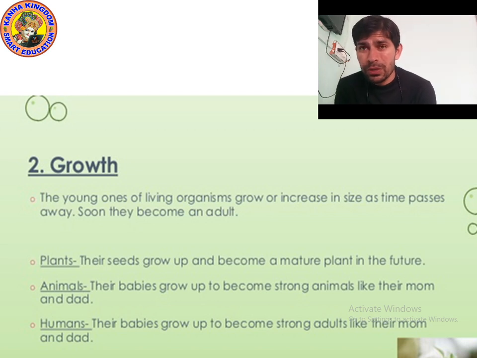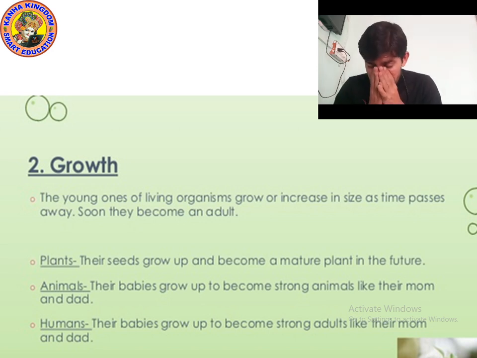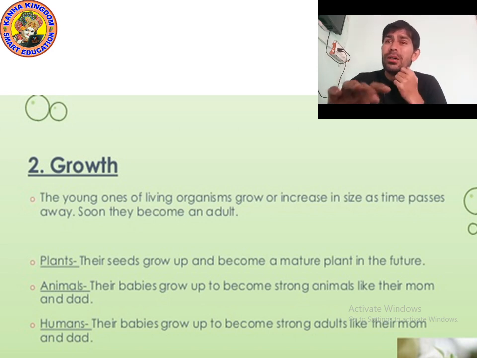When we were small, at that time we were babies, and then we started growing, and we become strong adults, just like our mom and dad. And animals also start growing from babies to become strong, and slowly their bones become very strong. So the young ones of living organisms grow, or increase in size as time passes.